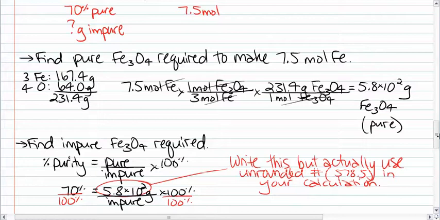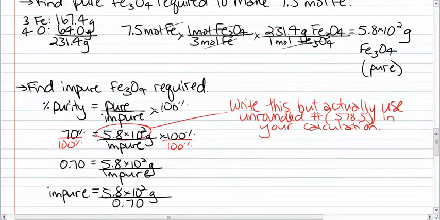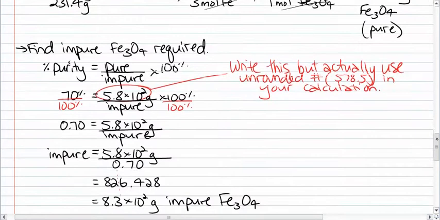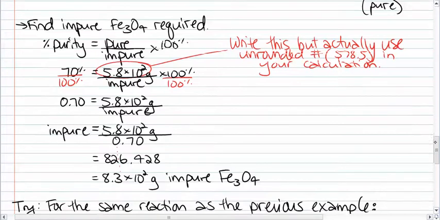So in this case, I've written 5.8 times 10 to the power of 2 grams, but I'm actually going to use 578.5, the unrounded number from my previous calculation. So when I rearrange this and solve for the impure, I get 8.3 times 10 to the power of 2 grams of impure Fe3O4. So that's the amount that would be required to produce the moles of iron that it needs.